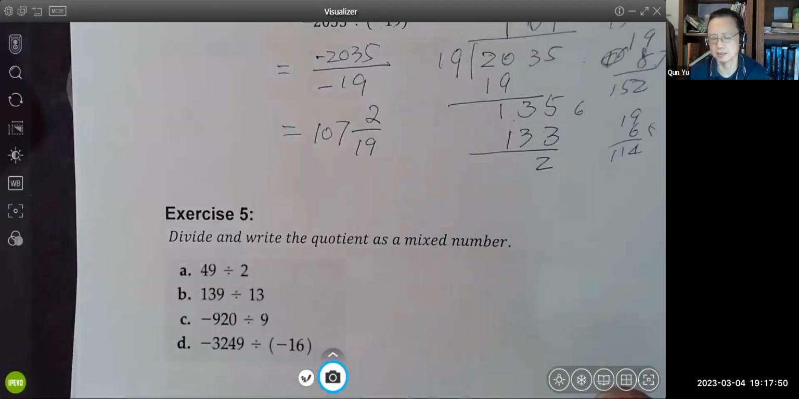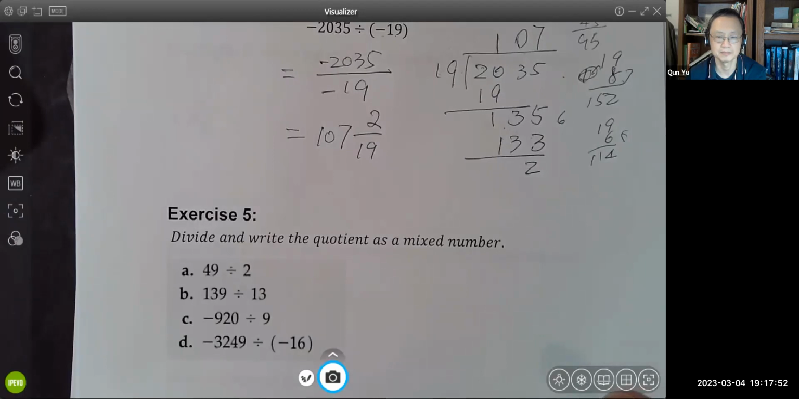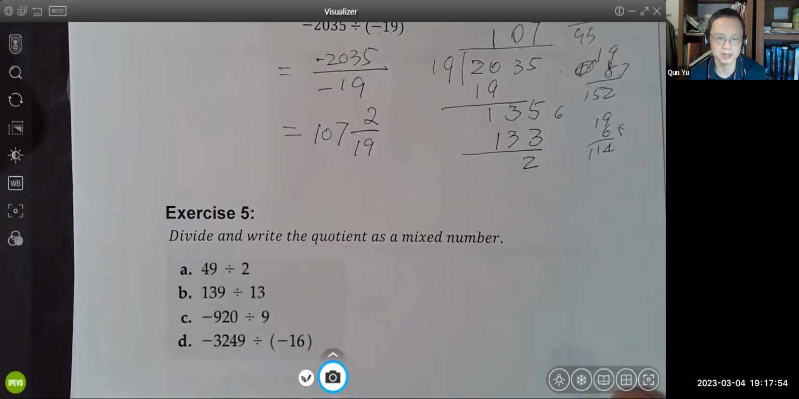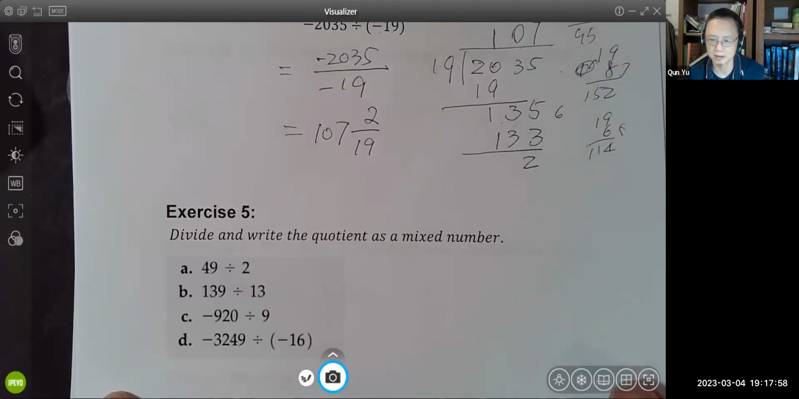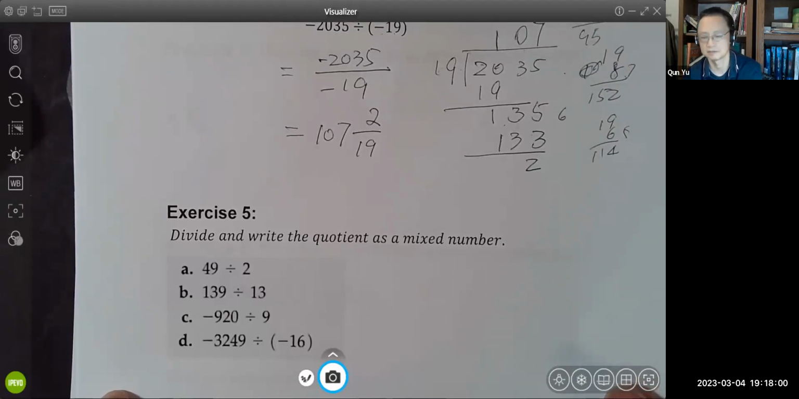And this is your exercise. Nothing different. It's just writing the division in horizontal manner instead of in the fraction format.